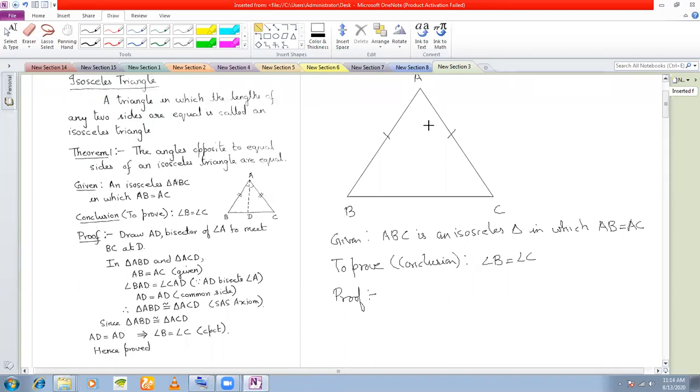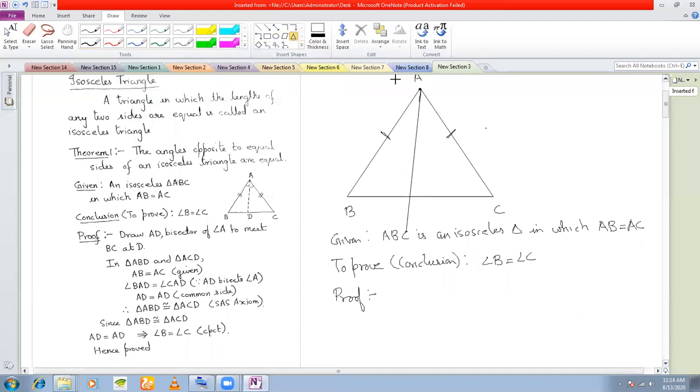So what I do is I draw a bisector of angle A. This is my construction. Extra construction that I'm doing is I draw the bisector of this angle, angle A. And why should I draw the bisector of this angle A? Because I know that these two sides are equal and they meet at A. Okay, that is why I'm drawing the bisector of angle A.